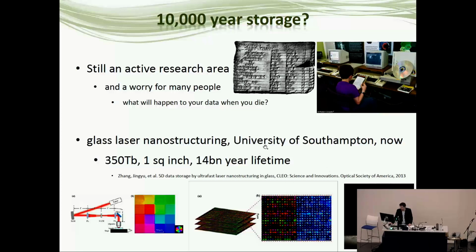Or you can go for a precision artificial storage method. So this is the modern version of the clay tablet, right? This is three-dimensional glass laser nanostructuring. It's currently being researched at the University of Southampton. The idea is you're going to take a 3D chunk of material and you're going to manipulate almost at the individual atomic level, flipping the states of the atoms in there to store your zeros and ones.